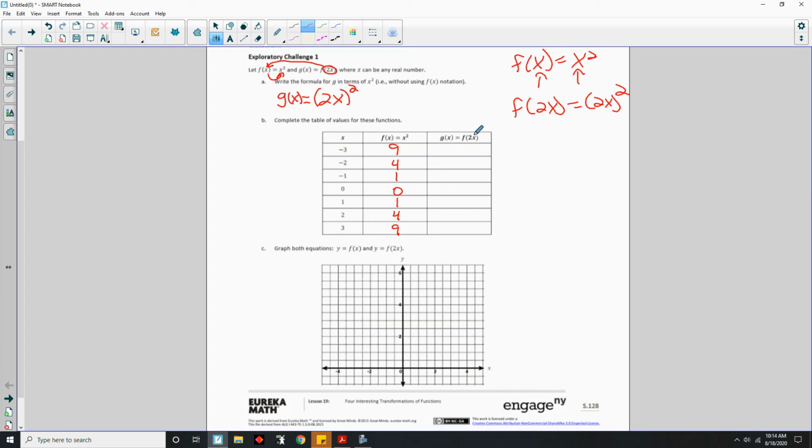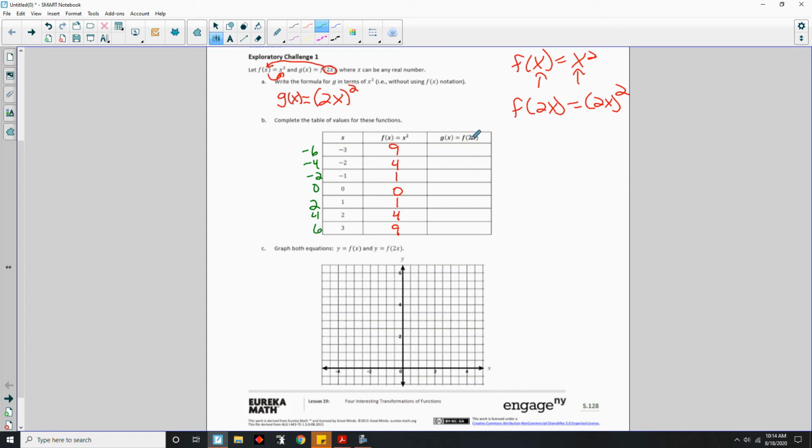G of x equals f of 2x. So now we're going to take f of 2x, so it's going to be 2x squared. So basically what we're going to do is be squaring 2 times this x. At first, if you feel more comfortable doing one step at a time, it'd be negative 3 times 2, which would be negative 6. Negative 2 times 2, which is negative 4. Negative 1 times 2, which is negative 2. 0 times 2 is 0. 2 times 1 is 2. 2 times 2 is 4. And 2 times 3 is 6.